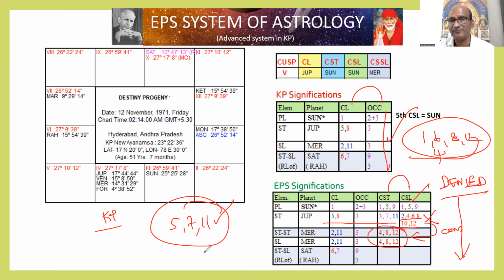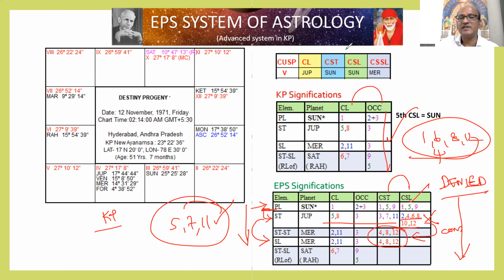Whatever the level, if it is signifying 5 or 7 or 11, we take it as a significator. But that is not the way we have to study, because each planet has to be studied from the source planet. That planet is further supported by the star lord or further supported by the sublord. That way only we have to study, because source is important.